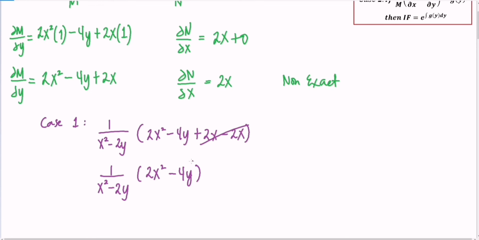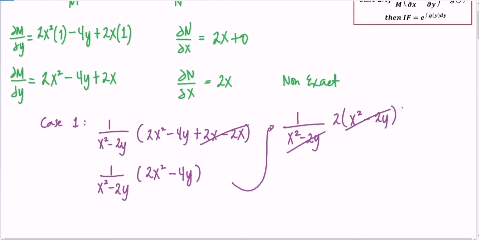So, we can extract the common term here, which is 2. So, it becomes 1 over x squared minus 2y, times 2 times x squared minus 2y. Is that right? 2 times x squared, 2x squared. 2 times negative 2y, negative 4y. So, these cancel. So, 1 times 2, the answer is 2.